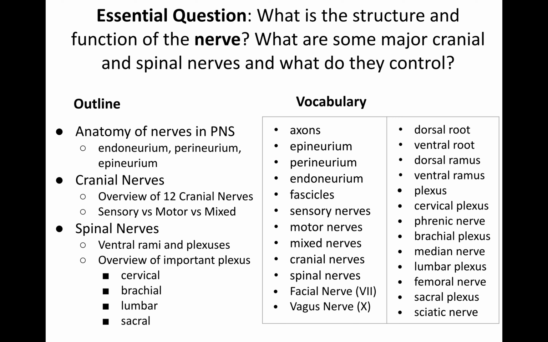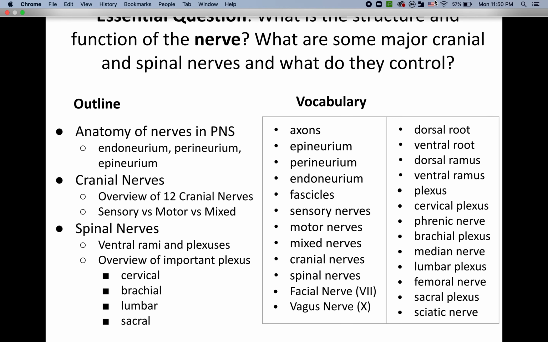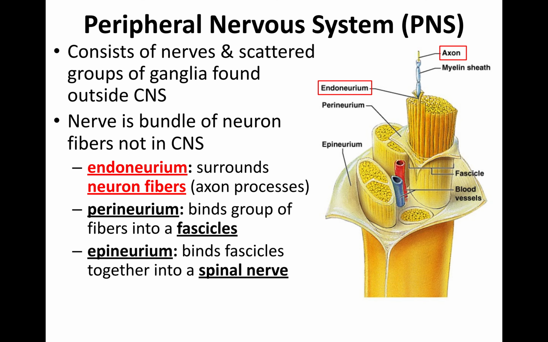In this lesson, we're going to cover the structure and function of a basic nerve, and then we'll cover some major cranial and then some major spinal nerves. And in that process, we're going to cover all these vocabulary terms. Though some of the cranial nerves that I'm going to go over are not listed here, this one covers the major ones that we're going to touch on. So first, we're going to cover the basic structure of a nerve.